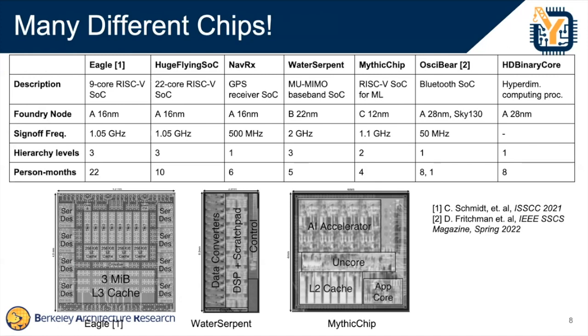They were signed off at different frequencies. And notably, Hammer does support hierarchical design. So some of these chips you can see use different amounts of hierarchy and abutment. And notably on the last row, you can see that as time has gone on, the number of person months that you need to develop a new chip using Hammer as the RTL-to-GDS automation tool has gone down and down because of the knowledge we've been able to encode in Hammer's technology plugins.